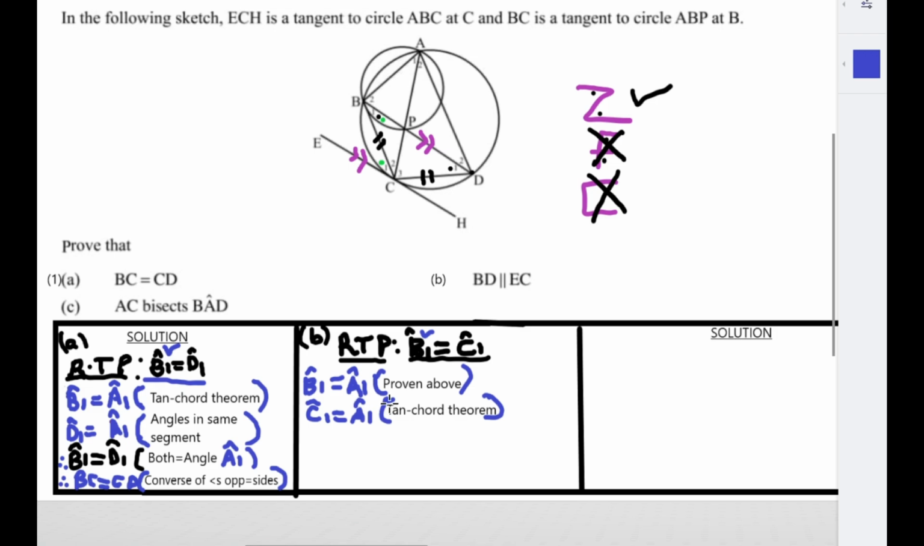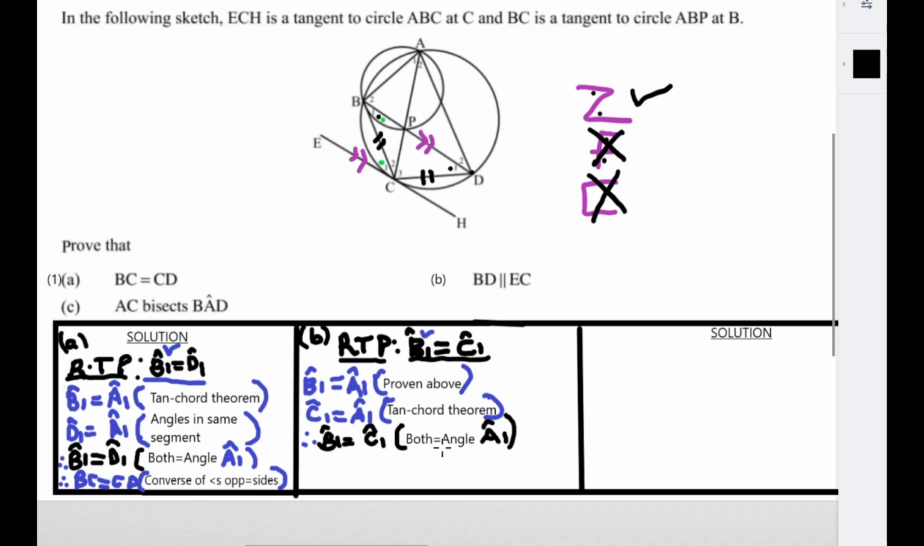Now we're going to conclude with what we have underlined. What did we underline here? Angle B1 is equal to angle C1. That's going to be our conclusion. Therefore, our conclusion here is angle B1 is equal to angle C1. Why are we saying so? Because both angles are equal to angle A1.